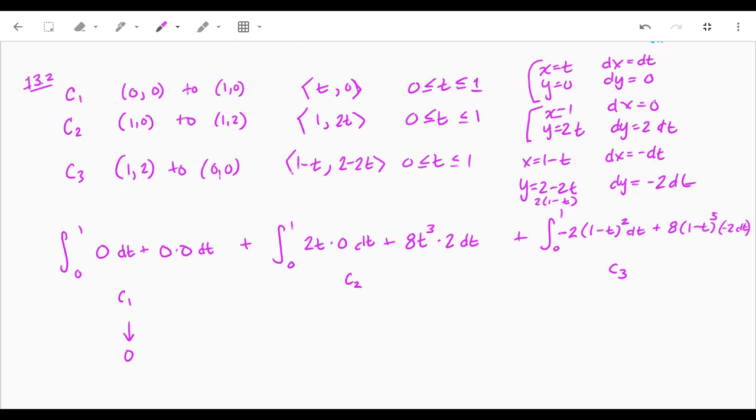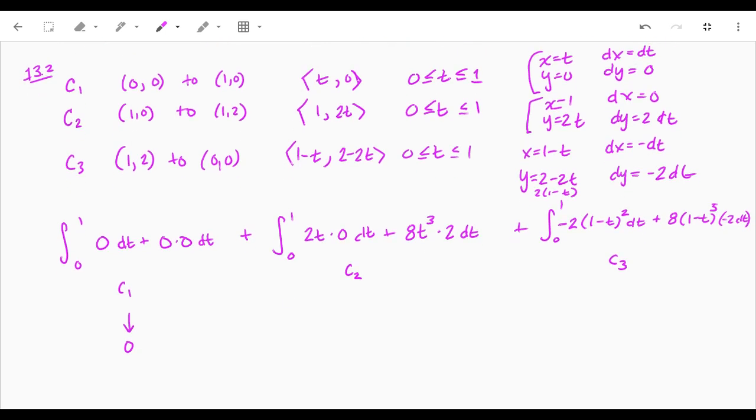All right, so when I do C2, I'm going to do the integral from 0 to 1. That goes away. I'm going to have 16 t cubed dt. So that's going to be 16 t to the 4th over 4 from t equals 0 to 1. So that's just going to be 4.